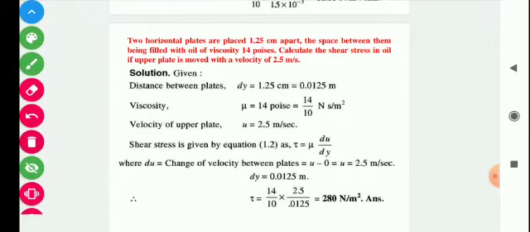Viscosity is again given in poise, so convert it into Newton second per meter square. For that you need to divide it by 10. Velocity is 2.5 meter per second. So put all these values in this equation, tau equals mu du by dy. One plate is stationary, another plate is moving at a velocity of 2.5 meter per second. So du will be equal to 2.5 minus 0, so du will again be 2.5 meter per second.